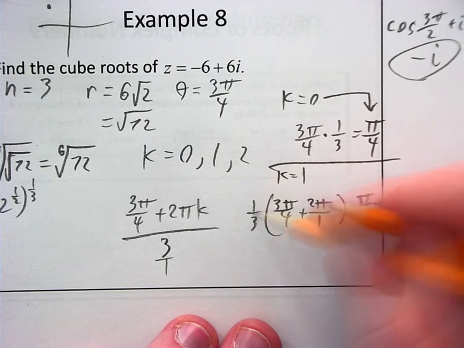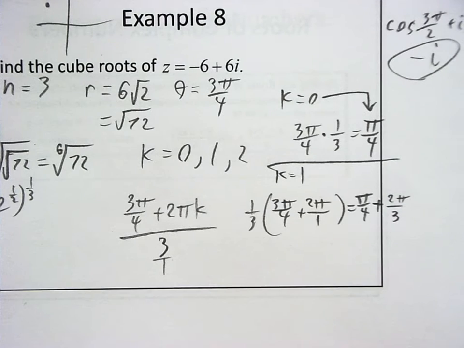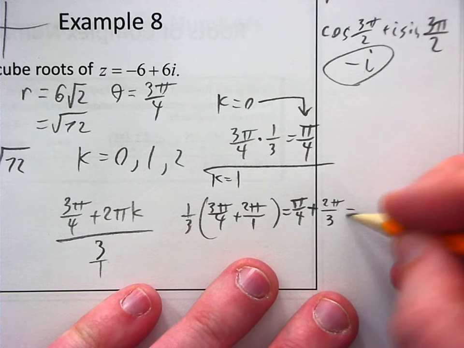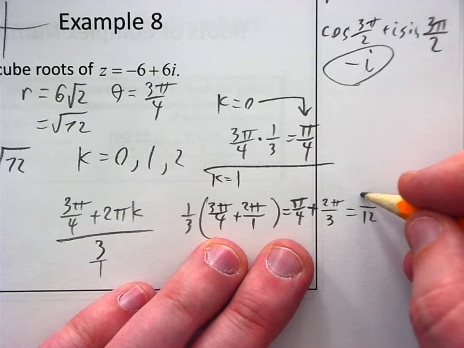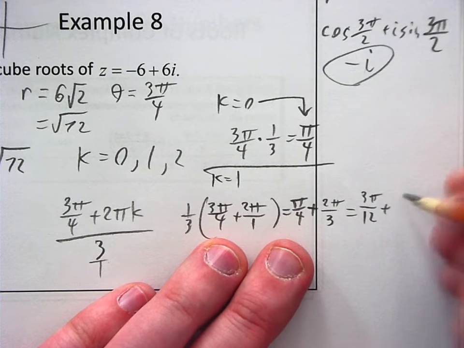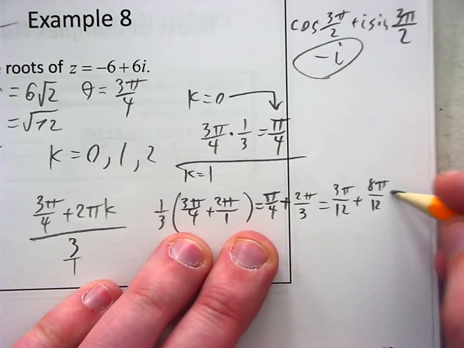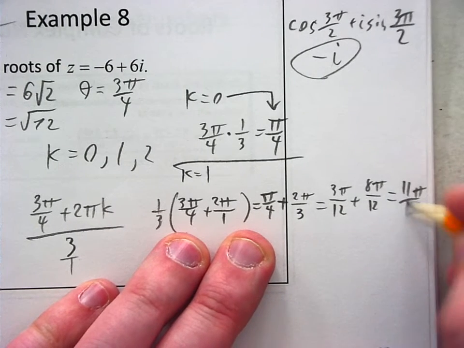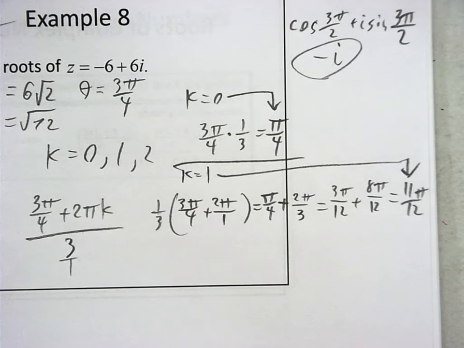8 pi over 3. No, it's just going to be 1/3 times that, 2 pi over 3. Now the problem is I need to simplify that. Yep, so make common denominator 12. This numerator is what? This is 3 pi over 12 plus 8 pi over 12 gives you 11 pi over 12. So when k is 1, you have 11 pi over 12.